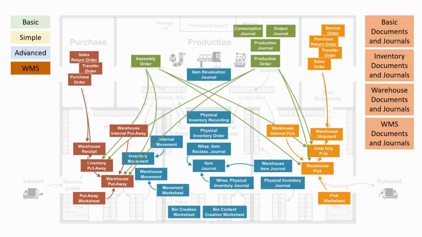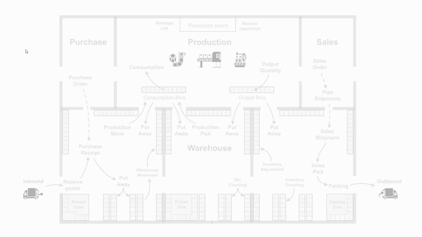There's a lot of different documents and journals in the inventory and warehouse functionality in Business Central. Let's look at some of the documents and journals that we use for internal handlings in the warehouse, divided into the different check marks on the location card and the functionality we would like to use in the warehouse.